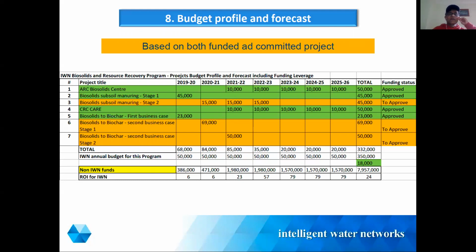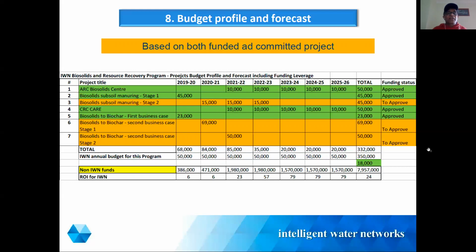Right. So overall, these are all the listed projects. We know exactly how much money these projects require every year, including this current financial year. And overall, the total is around 332K up to 25-26. And the total annual budget is only 50K. Again, we are $18,000 ahead with this program.